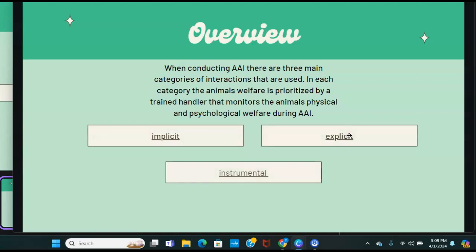So, an overview. When conducting animal-assisted interventions, there are three main categories of interventions that are used. In each category, the animal's welfare is prioritized by a trained handler that monitors the animal's physical and psychological welfare during animal-assisted interventions. So the categories are broken into implicit, explicit, and instrumental.